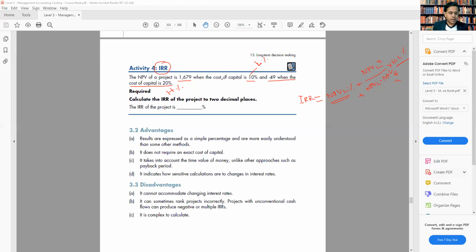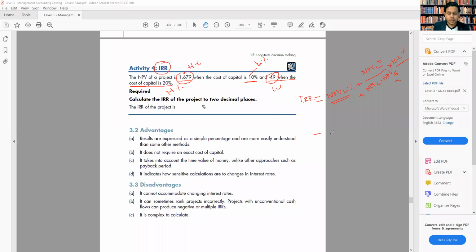So let's try to understand again. We have the percentages 10% and 20%. 10 is the lower and 20 is the higher, isn't it? So I'm writing L for the lower percentage, and 20 is the higher. This is the percentage. Then NPV higher value is this, and this is the minus, that's the lower value. So that's all the information we need.